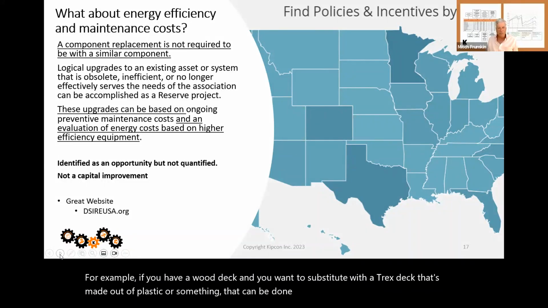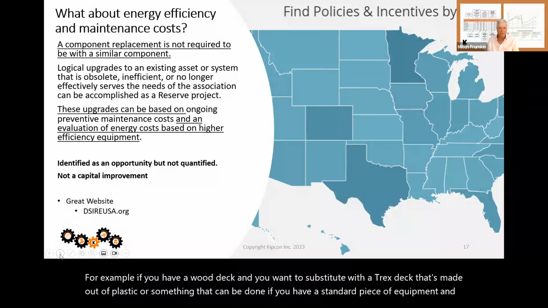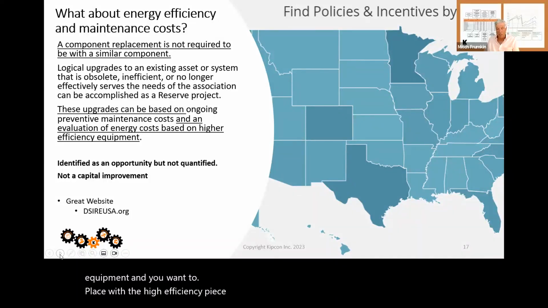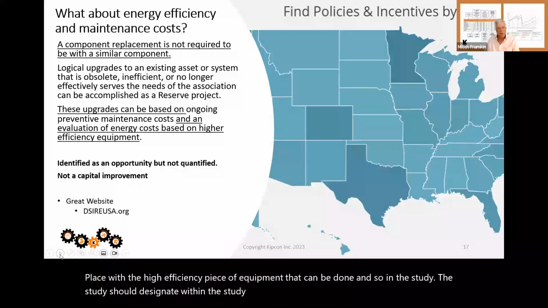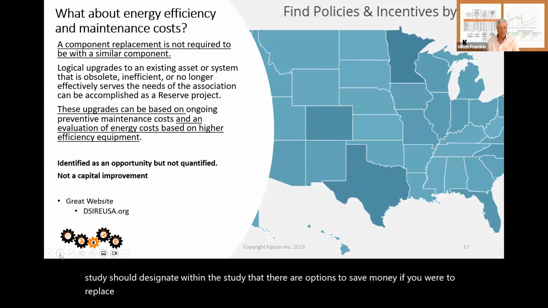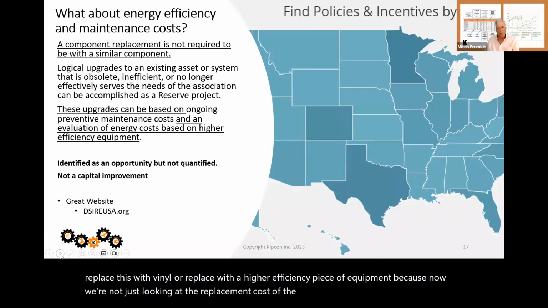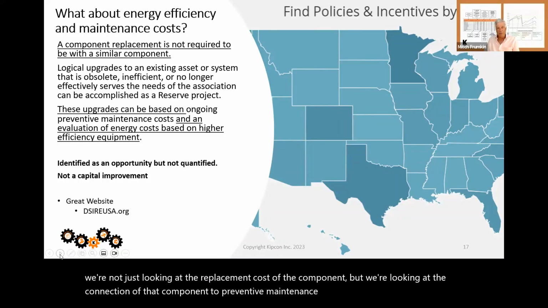If you have a standard piece of equipment and you want to replace it with a high efficiency piece of equipment, that can be done. And so in the study, the study should designate within the study that there are options to save money if you were to replace this with vinyl or replace with a higher efficiency piece of equipment, because now we're not just looking at the replacement cost of the component, but we're looking at the connection of that component to preventive maintenance or to energy costs.